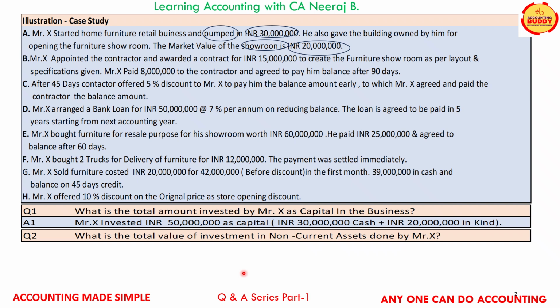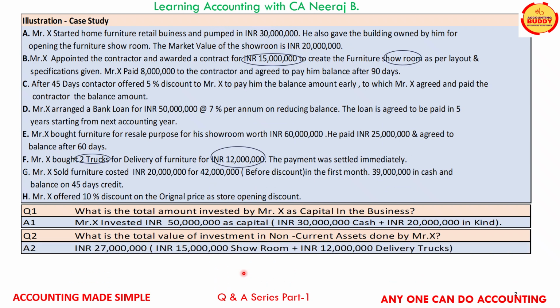Question number 2. What is the total value of investment in non-current assets done by Mr. X? Mr. X has invested 27 million in non-current assets, that is the fixed assets, 15 million in the showroom and 12 million in the delivery vehicles.